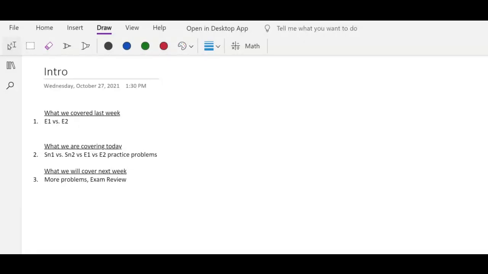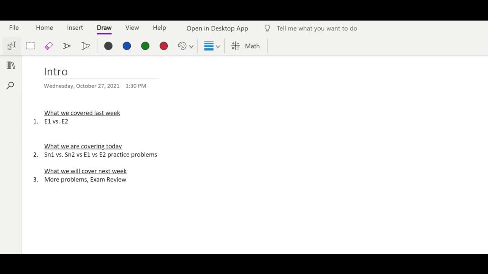Welcome back to OCHEM 1 Weekly Review. This is week 9. We are almost at the end of Unit 2. We just have one more week from today, which means we have today's weekly review and next week's weekly review.